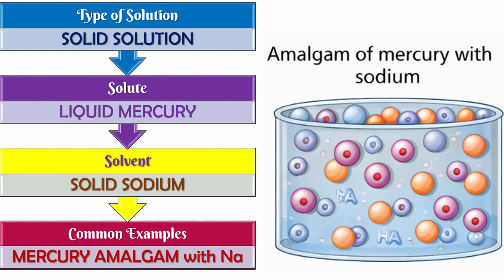Next, amalgam of mercury with sodium. You might have heard of amalgam. Here the mercury is in the liquid state, and that is the solute. But sodium is in the larger amount, so sodium is the solvent and sodium is solid. Again, this will be a solid solution.